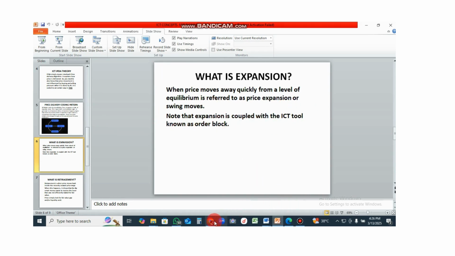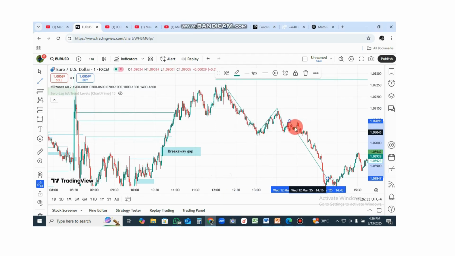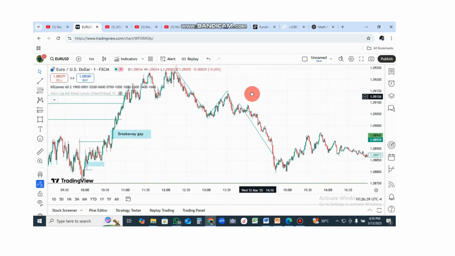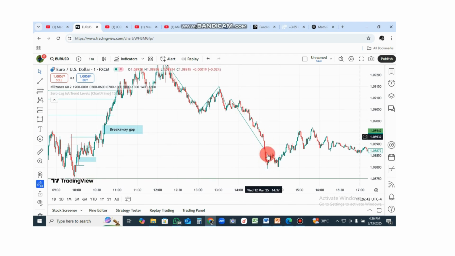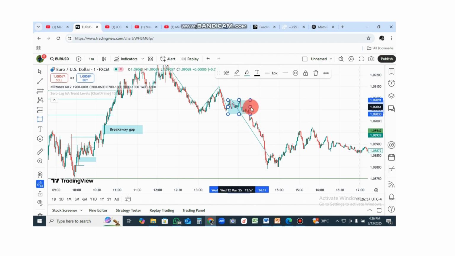Quickly let me go back to my chart. Let me drop this tool here. Now look at this particular move down here. This is expansion. Price quickly moves from a level of what? Equilibrium. It moves away from this level of consolidation. The whole of this is called consolidation. Everything here, you see, price keeps ranging. So it moves away from the level of equilibrium and it expands. This is what we call expansion.